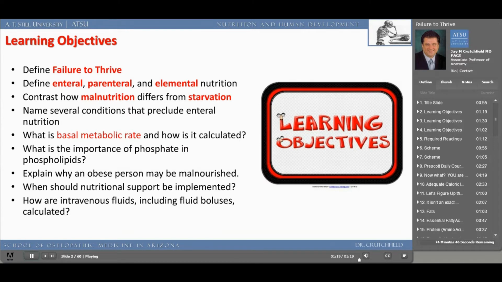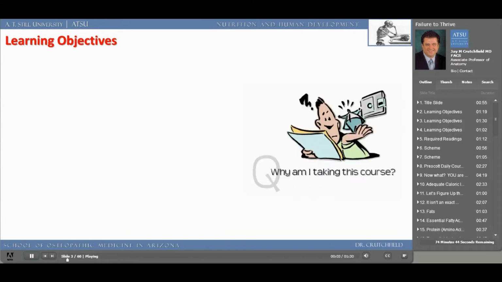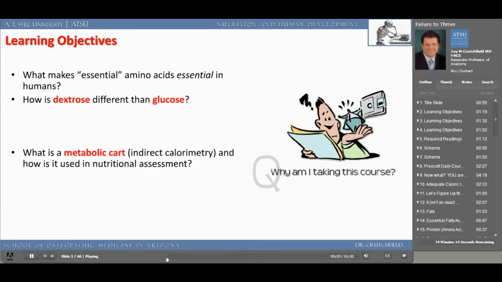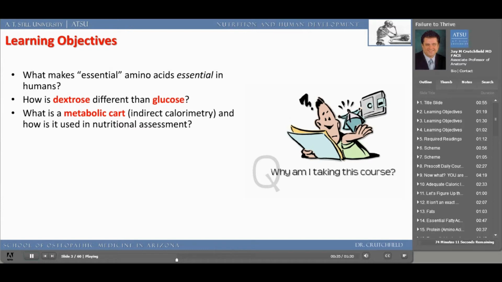We'll talk about all of this in this presentation, but we have a few more learning objectives to discuss first. I'm not a biochemist and I don't pretend to be, but we're going to go through some basic biochemistry. We're going to talk about the actual biochemistry that you need to take care of a patient. Not all of those enzymes are important. We need to learn what makes an essential amino acid essential, especially in humans, because different animals have different needs for their amino acids. What is dextrose and how is it different than glucose, or are they the same? What is indirect calorimetry, or commonly known as a metabolic cart? And how is it used in nutritional assessment?